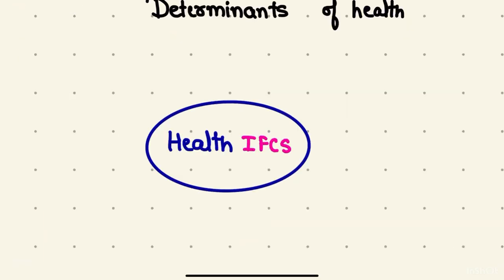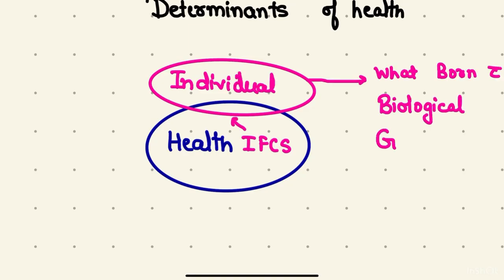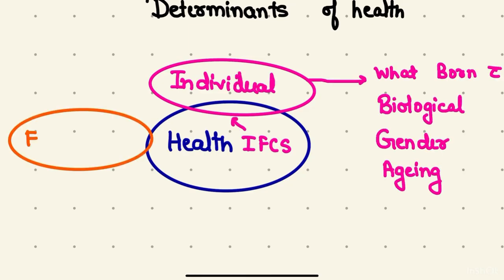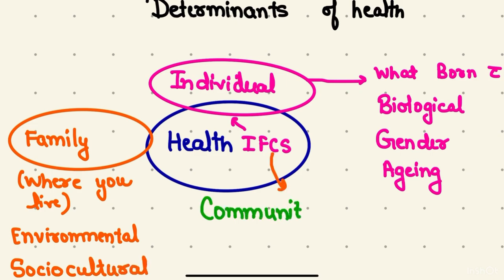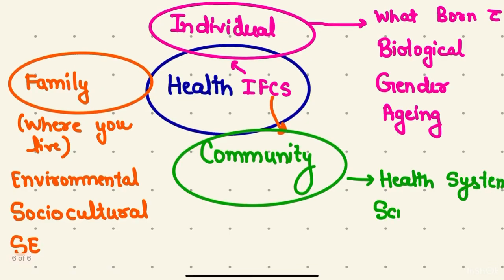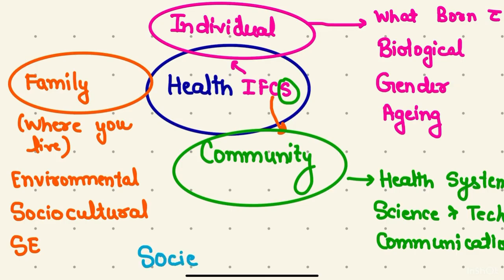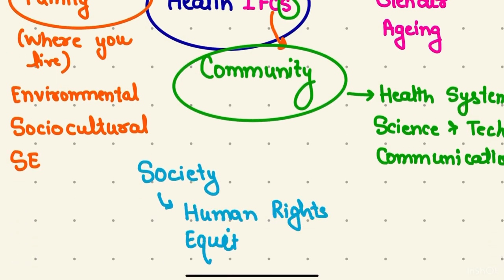Determinants of health include IFCS. I means individual, which means what you are born with, biological, gender, aging. Other determinant is family. That means where you live, that is, which environment you live in. Other determinants of health that are related to community are healthcare system, science and technology, and communication. Then comes the S, that is society. It includes determinants like human rights, equality, justice.